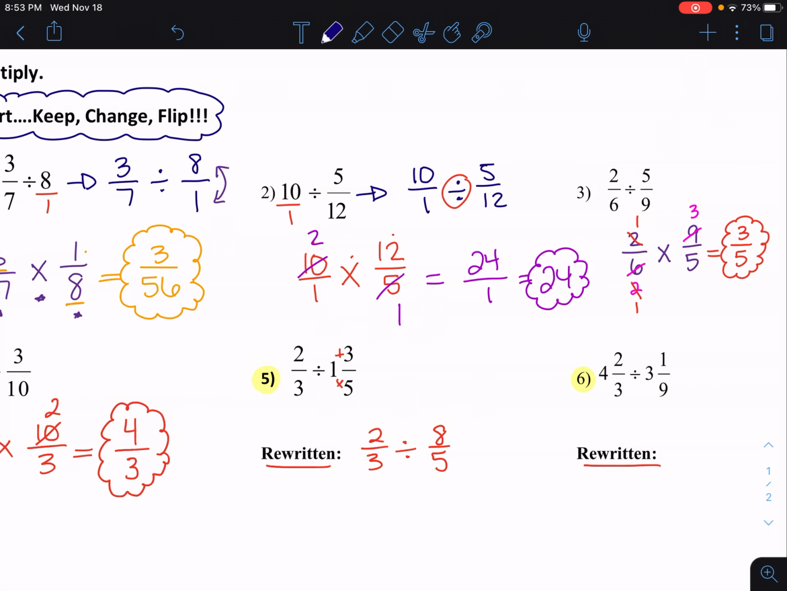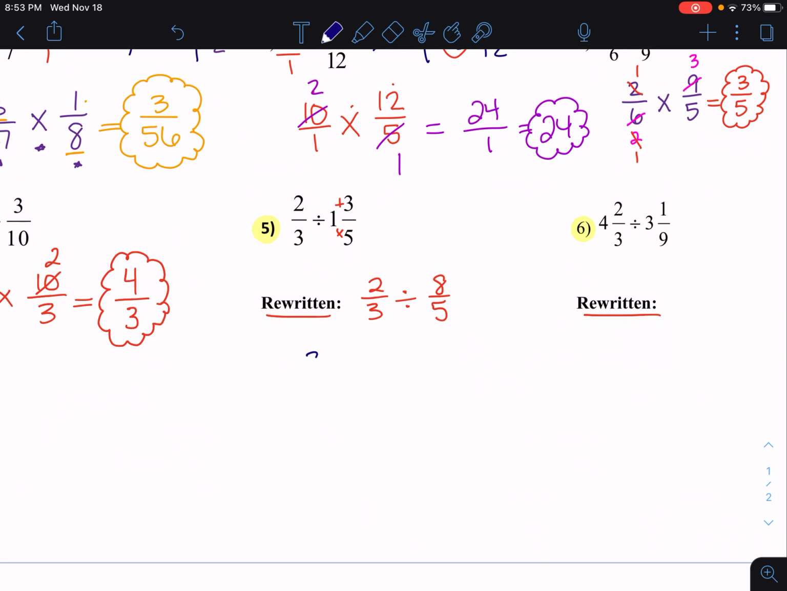Now I'm going to do my keep, change, flip. So I'm going to have 2 over 3 is the same, change it to multiplication, flip the second fraction. I don't want you rewriting the mixed number as an improper fraction and doing the flipping all at the same time. Okay, rewrite the problem first as division, then you can do your keep, change, flip.